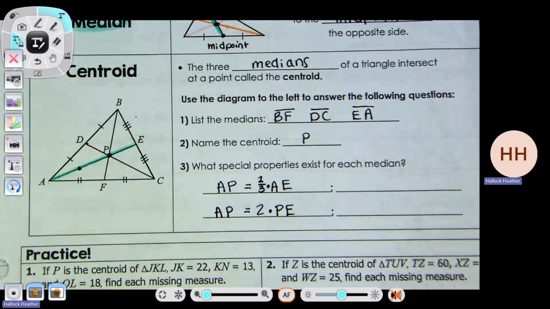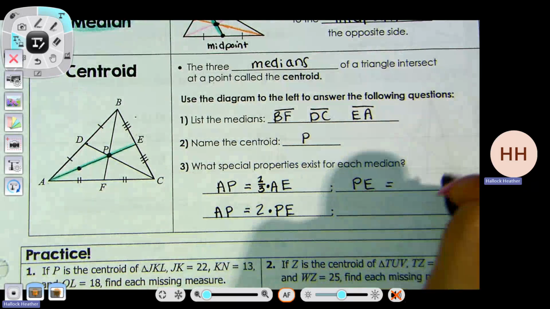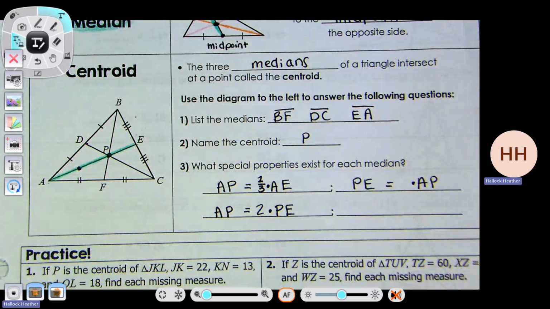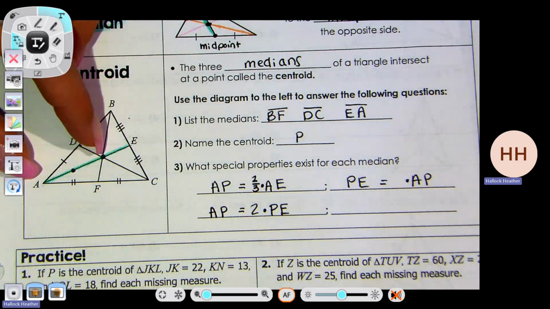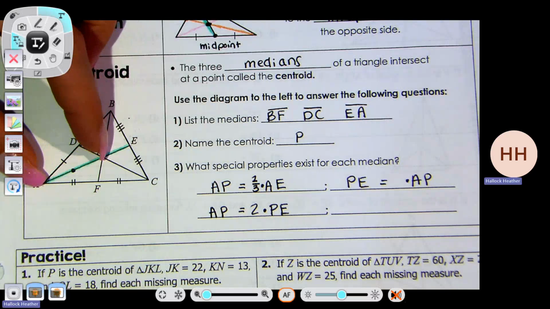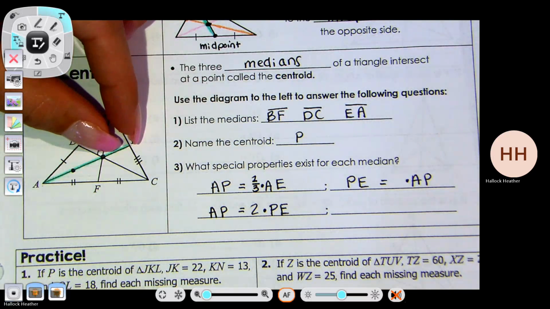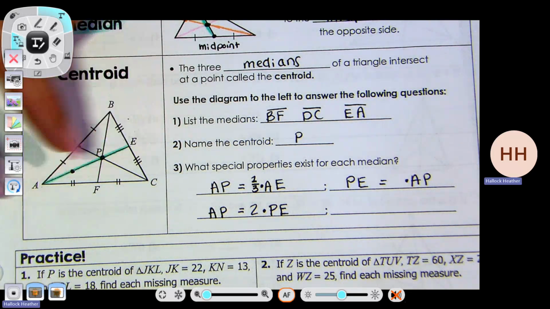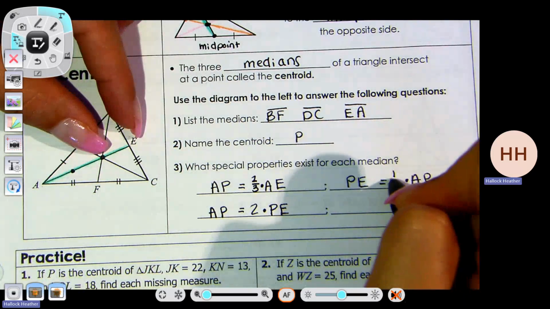We're going to look at our little piece. If I wanted to know how much PE is compared to AP, what would I have to multiply AP by to make PE? Not 1, not 1/3, because AP is this amount. So how much would I have to multiply this by to get this? Not 2, because am I getting bigger or am I getting smaller? 1/2, because I'm getting smaller. So if I cut AP in half, that would make PE.